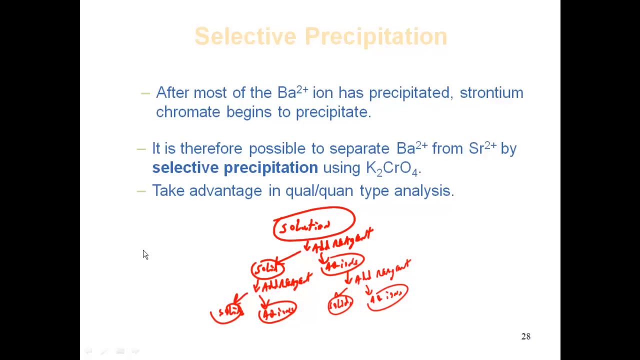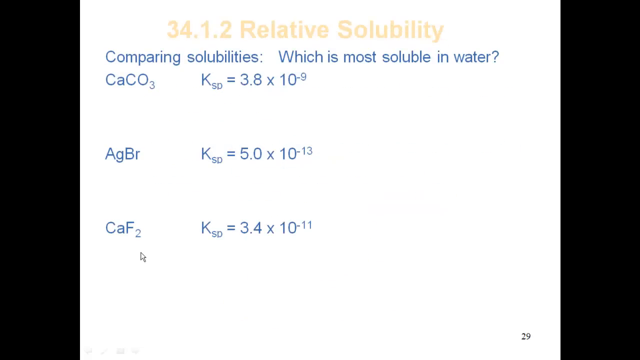Now, to decide if something will precipitate first or not, we need to be able to calculate the molar solubility of things. So let's look at that next. You can't just look at the KSP, you have to look at the whole picture. So let's look at this. Comparing solubilities. Which one is more soluble in water? I'm trying to figure out which one's going to precipitate out first. I want to look at this and figure out which one's going to be more soluble.